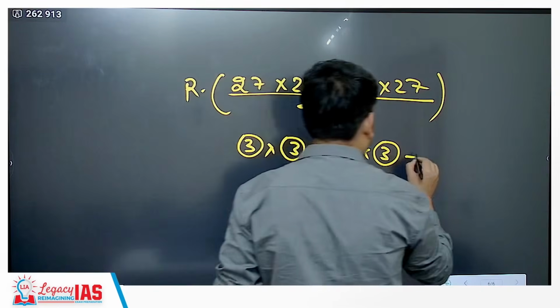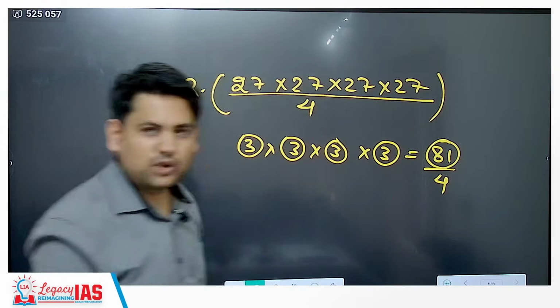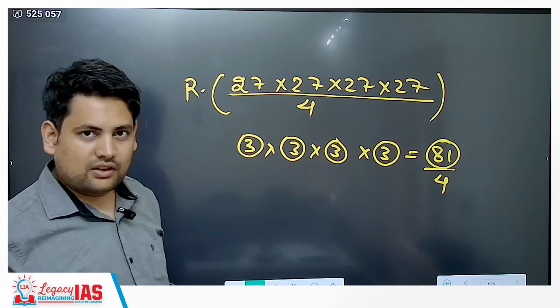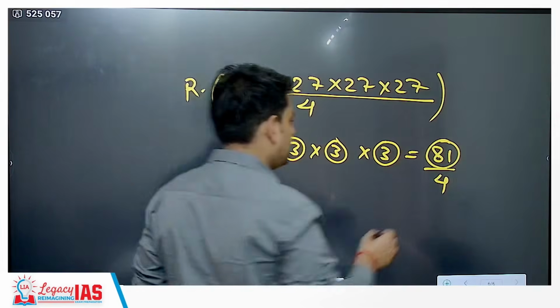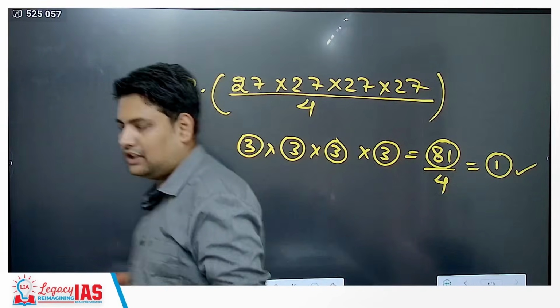Correct? Now 3 3s are 9, 9 3s are 27, 27 3s are 81. So now you get to 81. Now when you divide 81 by 4, what do you get? You know 80 is a multiple of 4, so you get remainder 1. This is your final answer.